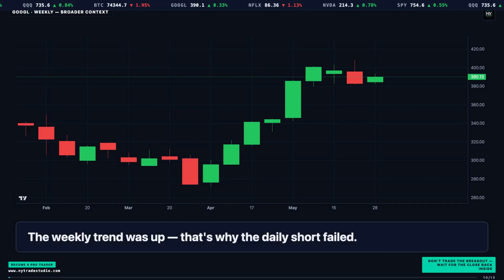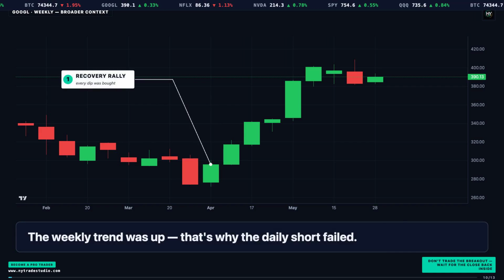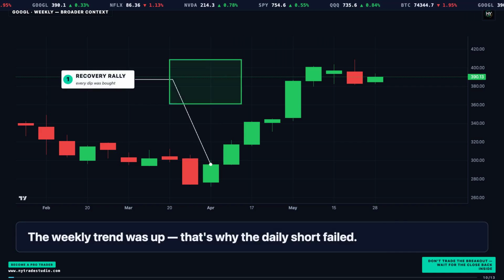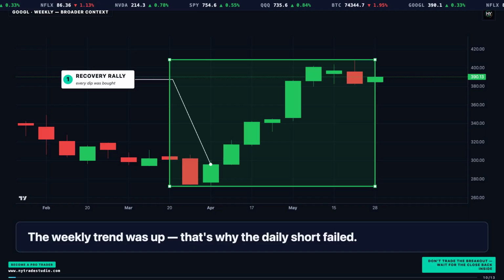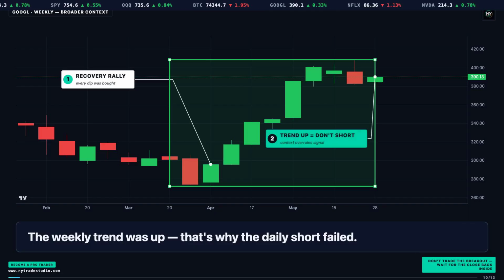Pull back to the weekly chart. Look at Google over the past several months. It was in the middle of a recovery rally. Every dip was being bought aggressively. The broader trend was up and accelerating. Your 1-bar bearish signal got steamrolled by a multi-week bullish trend. The rule was right. The context was wrong.